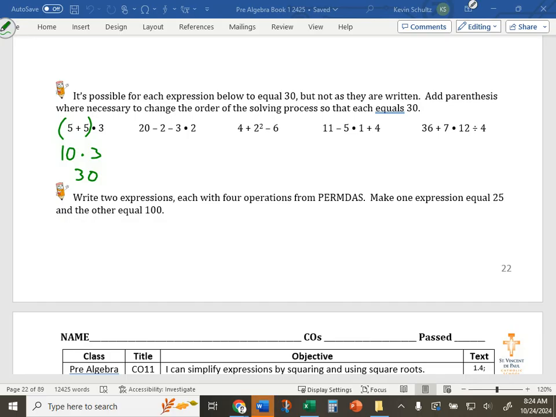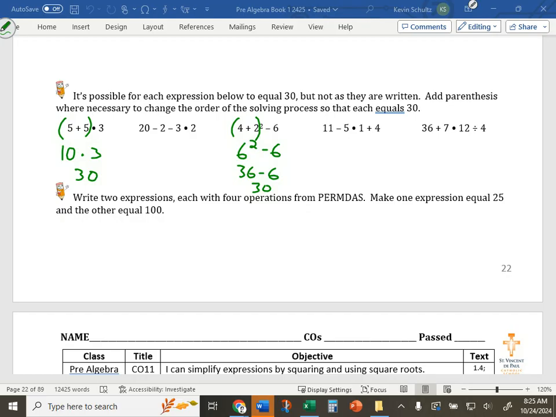Anyone see it? Yeah, what do you do? 4 plus, you put 4 and 2 in parentheses, aha, and then you do that, and then you square the 6, 36, and then you subtract that. Good. If I put parentheses around the 4 plus 2, now I'm saying do that first. Don't just square the 2, square the sum of 4 and 2, which 4 plus 2 is 6, 6 squared is 36, and 36 minus 6 brings me to 30.